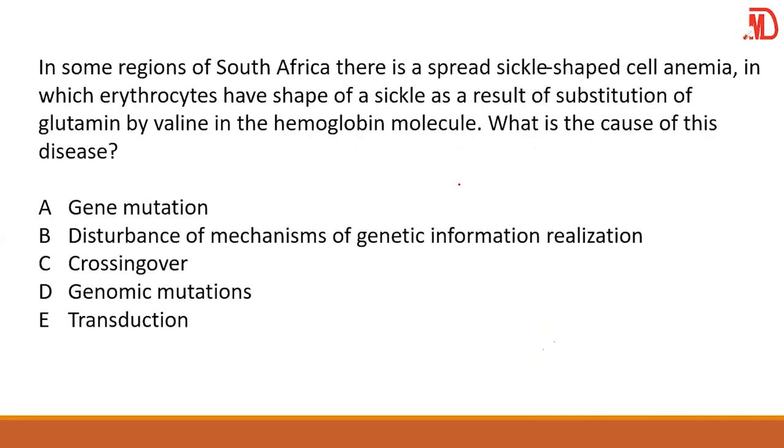In some regions of South Africa, there is a spread of sickle-shaped cell anemia in which the erythrocyte has the shape of a sickle as a result of substitution of glutamine by valine. What is the cause? Of course, this is a gene mutation, where glutamine is being replaced by valine. So your answer is what? Gene mutation.